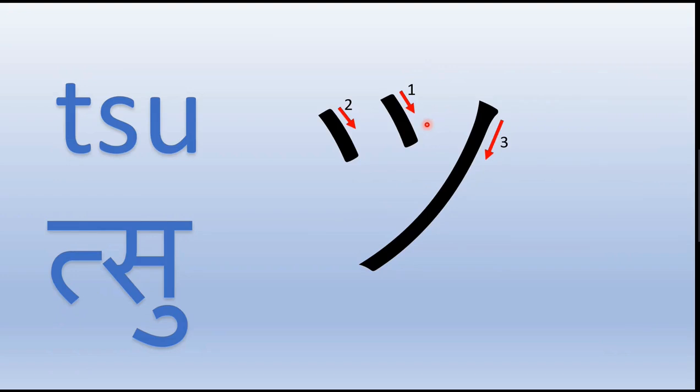Tsu. Tsu is similar to shi, but the difference is that the slope of all these segments is steeper than those in shi. So this is the first stroke like this, second stroke in this direction, and the third stroke will be in this direction and like this, and the steepness of this slope is more than that in shi.